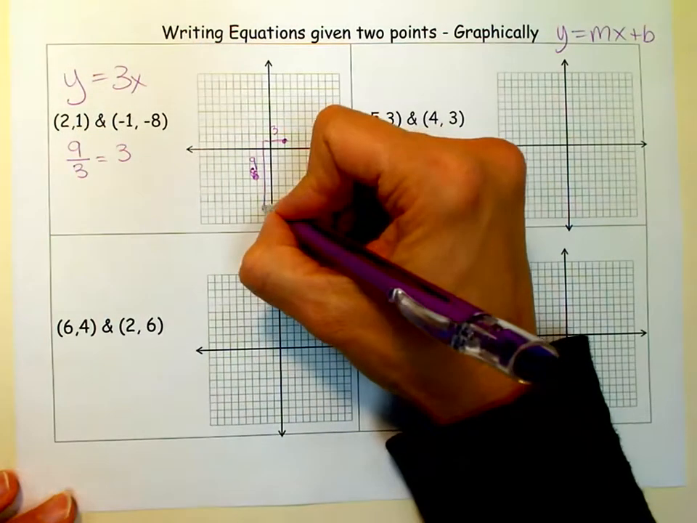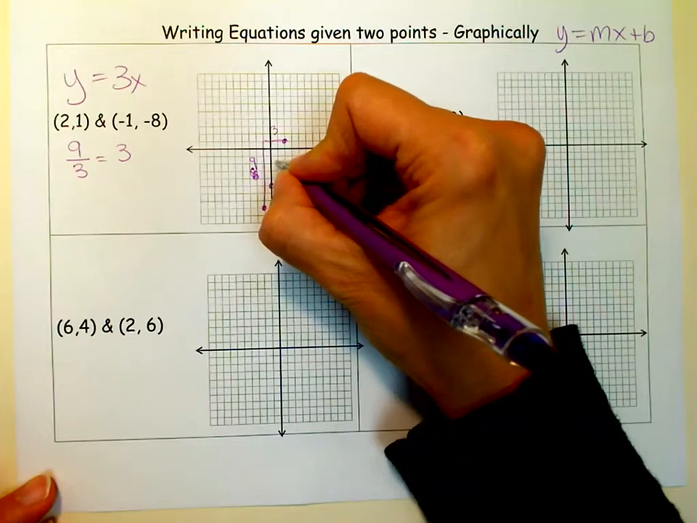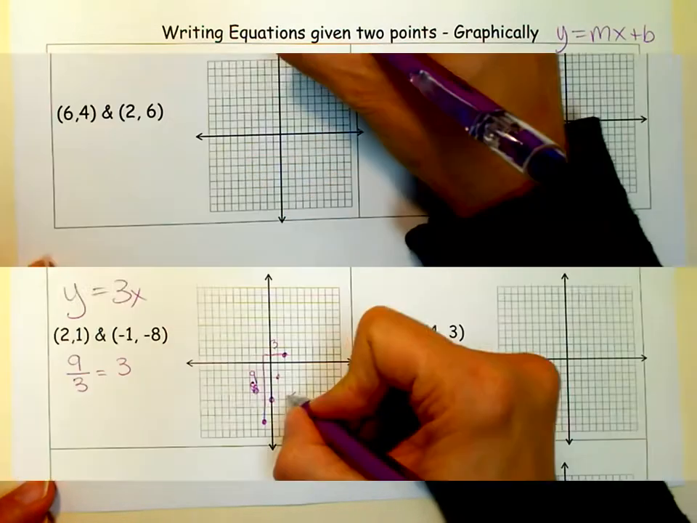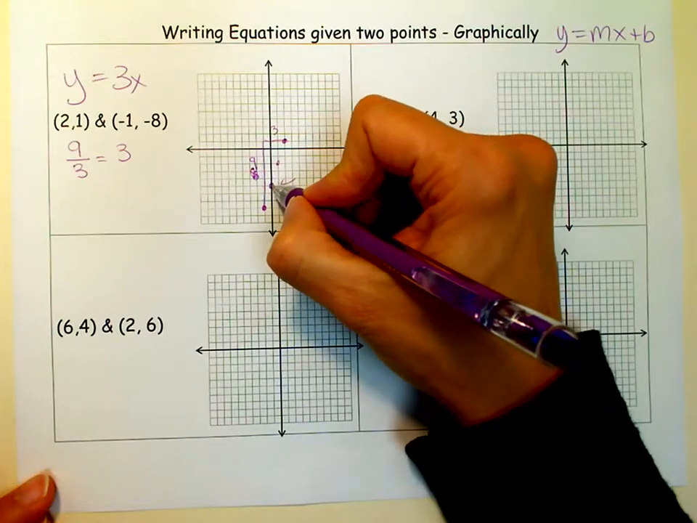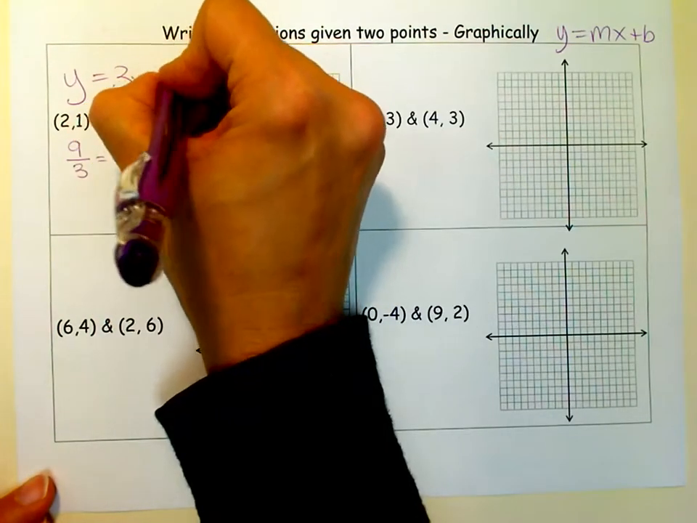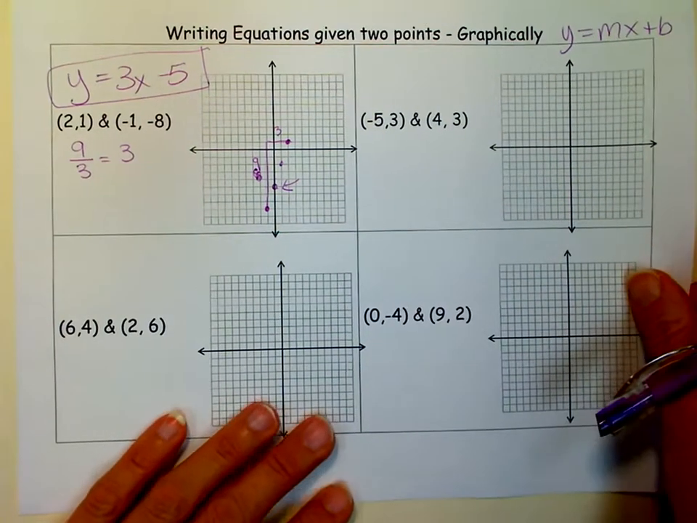So if I know that, then I can go from this point, I can go up 3 over 1, and then you see how I just found my y-intercept right there. So my y-intercept is 1, 2, 3, 4, 5, -5. And once I find my y-intercept, my equation is done.